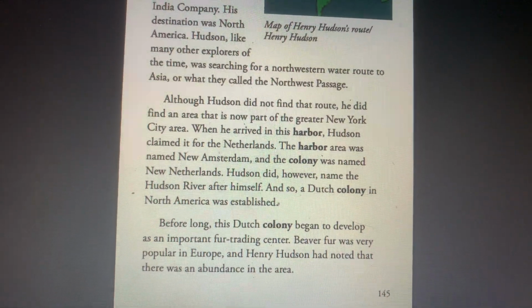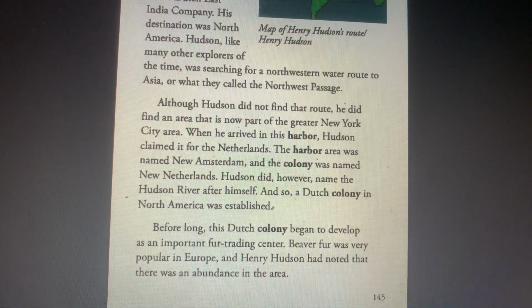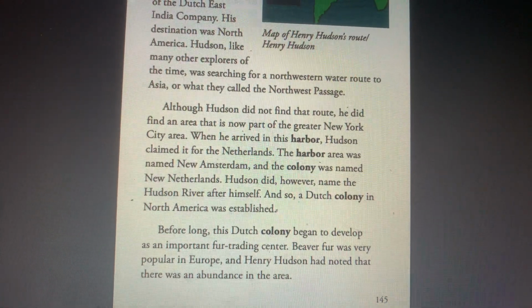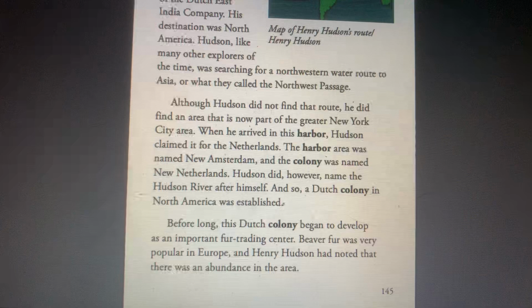Before long, this Dutch colony began to develop as an important fur trading center. Beaver fur was very popular in Europe, and Henry Hudson had noted that there was an abundance in the area.